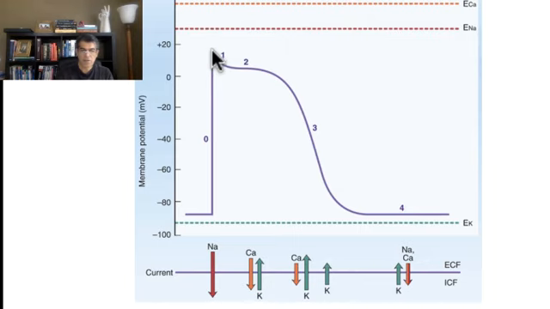But then you have a small drop that is called stage 1. You see that? This is stage 0, this is stage 1, this piece from here to here. What's that for? Well, sodium channel is closed, so sodium is not going to come inside the cell.